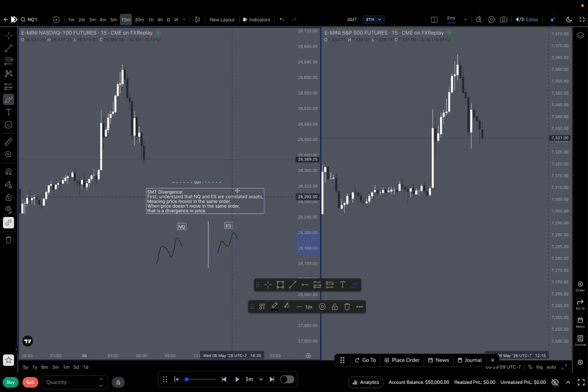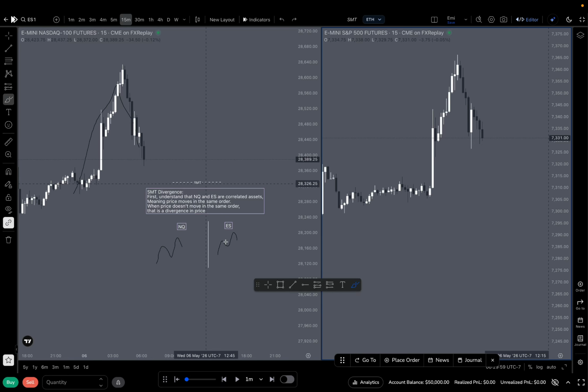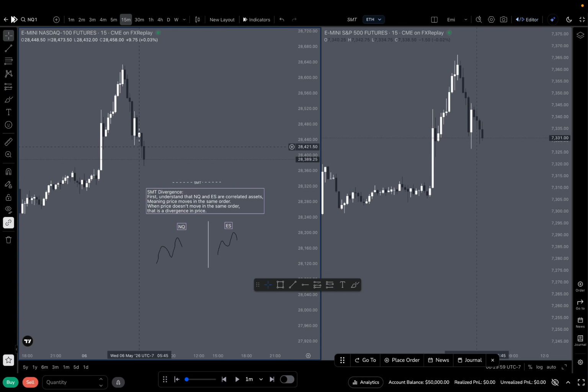You kind of see in the example to the left where price is pushing higher, then pushing lower. Same thing on ES on the right side. Price is pushing higher and then pushing lower. Price in this sense is very correlated. Now that we know what that means, when both assets are moving in the same direction, we can use these correlated assets to our advantage.